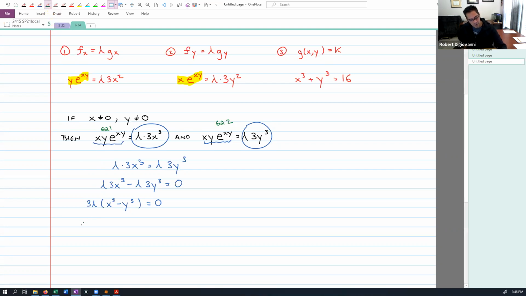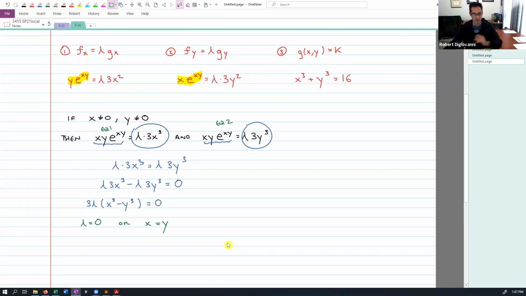Now from this, I get 2 solutions: lambda is 0 or x is y. That's because I set 3 lambda equal to 0, I get lambda 0. Then if I set x cubed minus y cubed equal to 0, that gives you x cubed equals y cubed. Then you take the cube root on both sides and you get x must be y. Y'all agree?